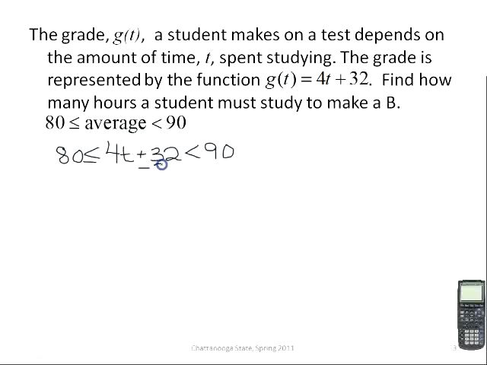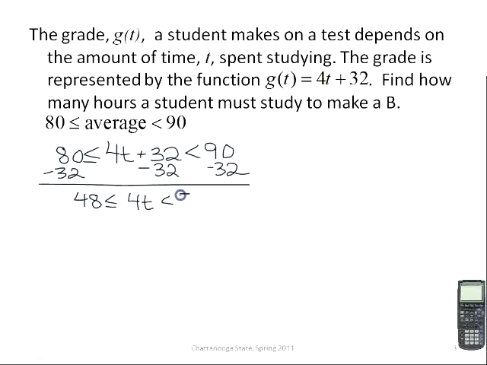Because it's a compound inequality, I solve it by getting the t by itself in the middle. So I have to subtract the 32 from all three parts. So 80 minus 32 is 48. Then I'll have the 4t in the middle. And the 90 minus the 32 is 58. Now, to get the t by itself, I divide by 4.